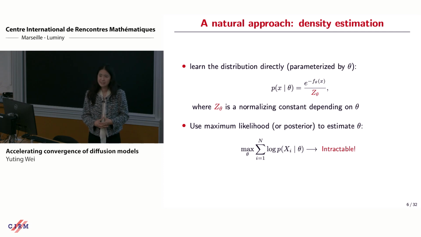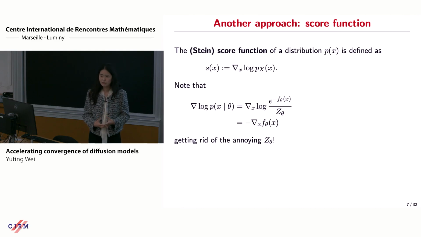However, often this is intractable in practice. The reason is that you have this annoying normalizing constant Z of theta. So either you run an extra MCMC to estimate this Z of theta, or you restrict your parameterization class to be a really small class, so you can either compute Z of theta directly or estimate it.